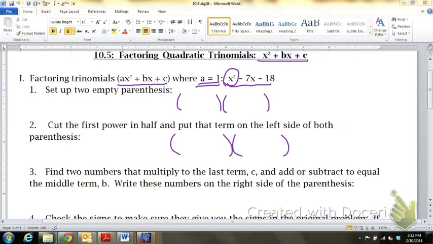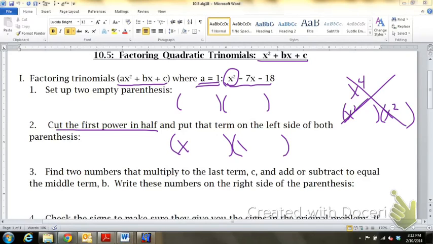So how did I get x squared? Well, you just cut the power in half, and I say cut it in half because sometimes you might get x to the fourth as your first term. Then in your parentheses, you'd put an x squared and an x squared. You just cut the power in half. But for right now, all of them are going to be x squared. So how do I get x squared? It's x times x.